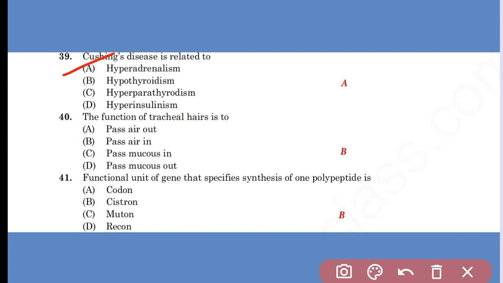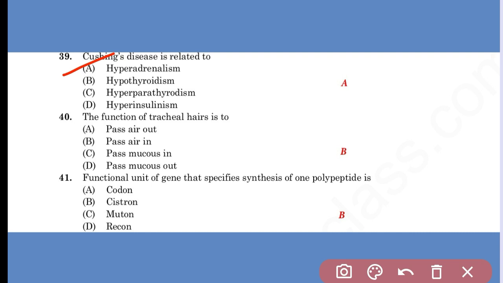The next question: function of tracheal hairs is to? Tracheal hairs: the innermost layer of the trachea consists of ciliated pseudostratified columnar epithelium cells. On the surface of columnar cells, long hair-like cilia beat together to push mucus away from the lungs. It is expelled out during coughing.